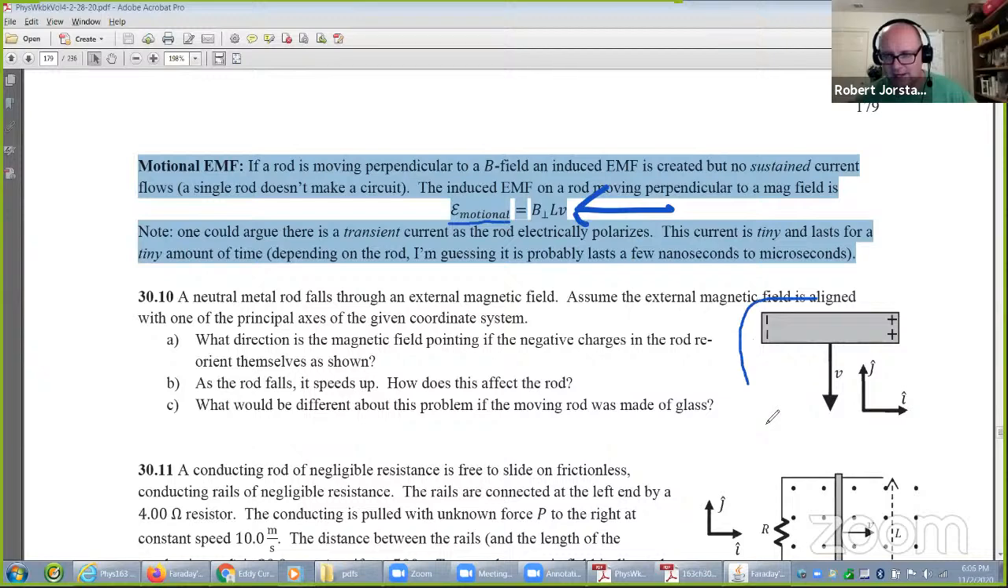Let's say you have a rod and it's moving in a magnetic field. Forget all these words. You have a neutral rod. Assume the external magnetic field is lined with either I, J, or K hat. We see that when this conducting metal rod falls down, the electrons end up over on this end. What direction is the magnetic field pointing? The external magnetic field.